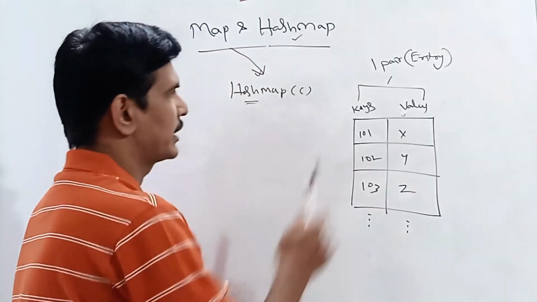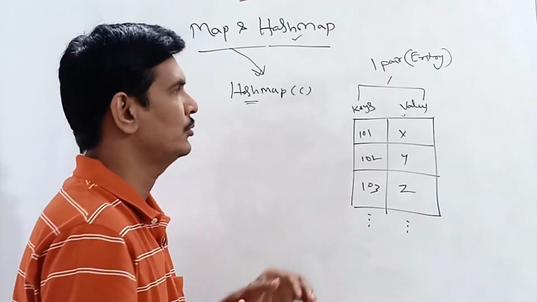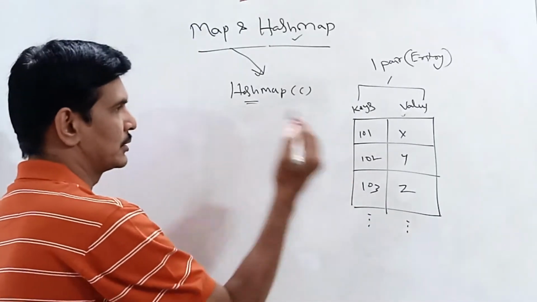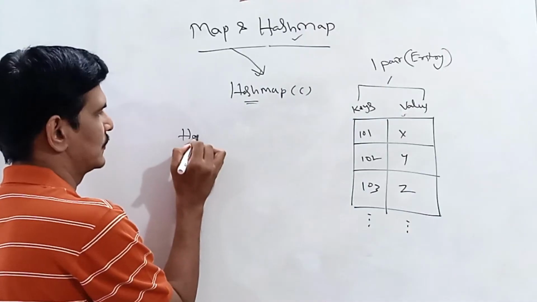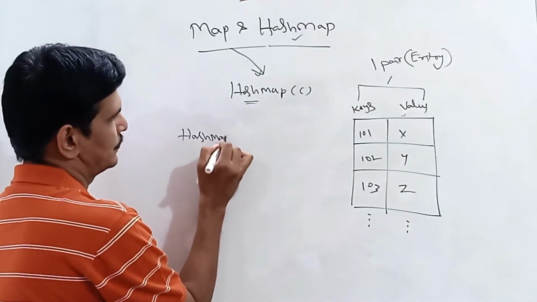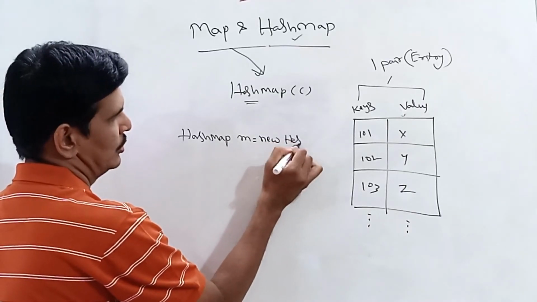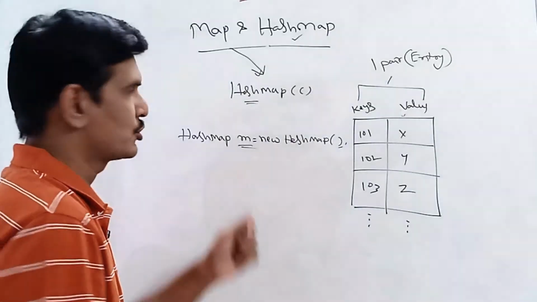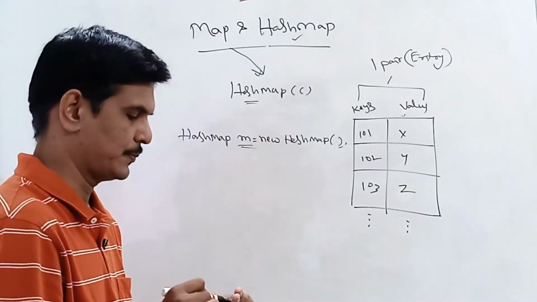As soon as we create a HashMap object, we want to add some data or some object to the HashMap. For that we have a method called put. For example, when I create a HashMap object, we create it like this: HashMap m = new HashMap. I have just created one object of HashMap, and by using this object we can access all methods related to HashMap.